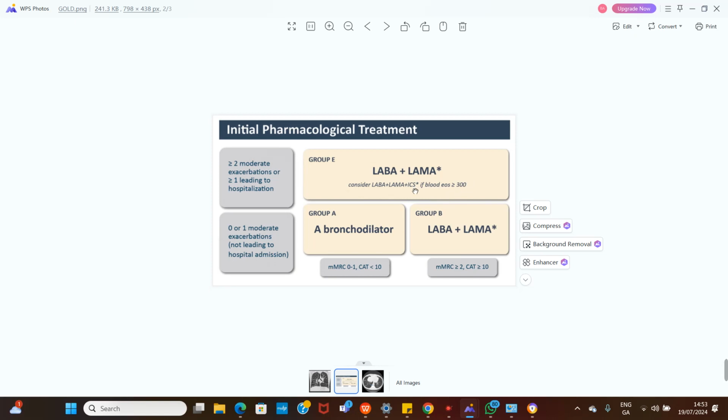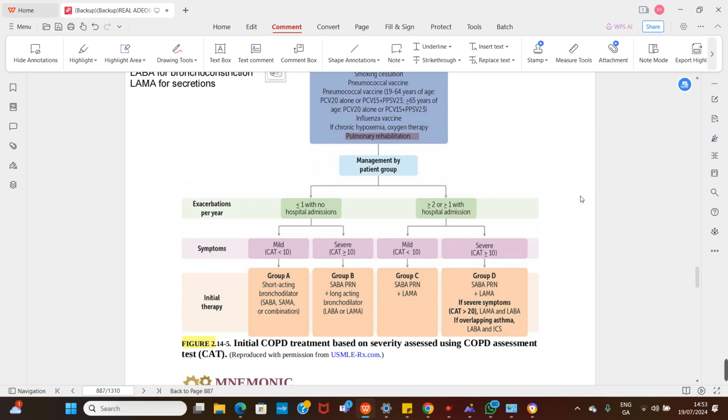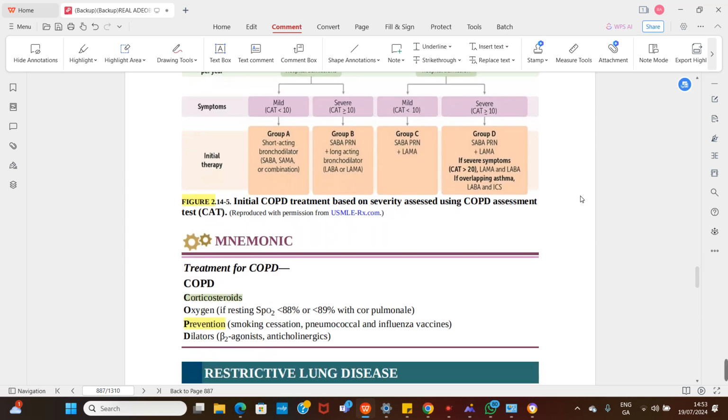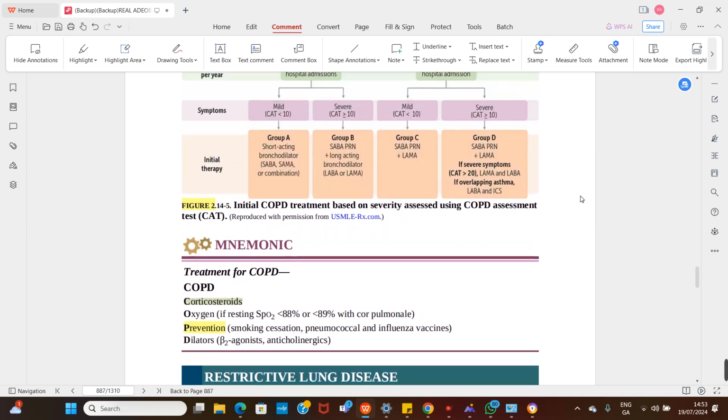Add ICS, because steroid can help you to bring down the eosinophil count. So that's the only indication to add ICS to your group E. Do you understand this algorithm? Is it simple? Yes. So that is the way to use it.